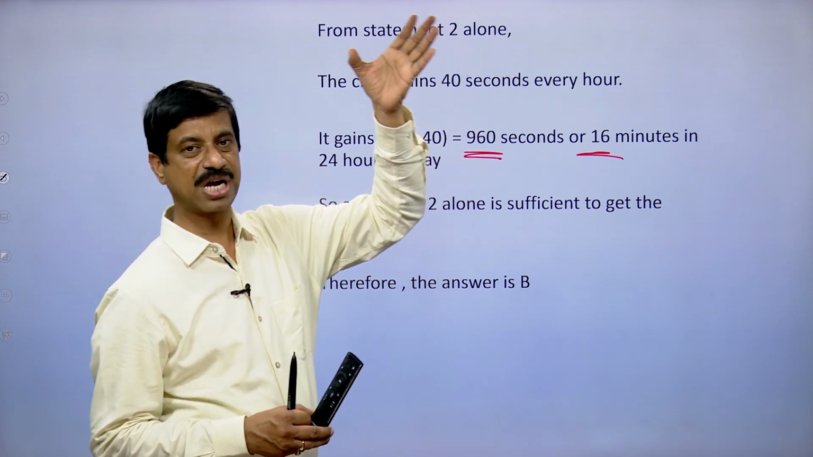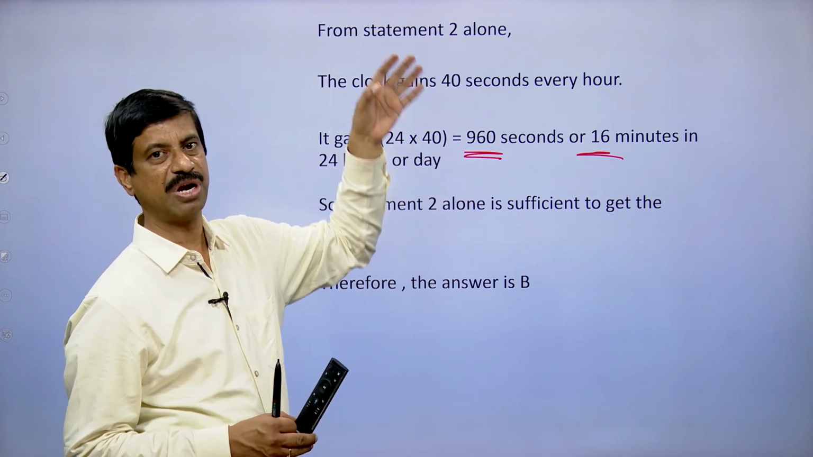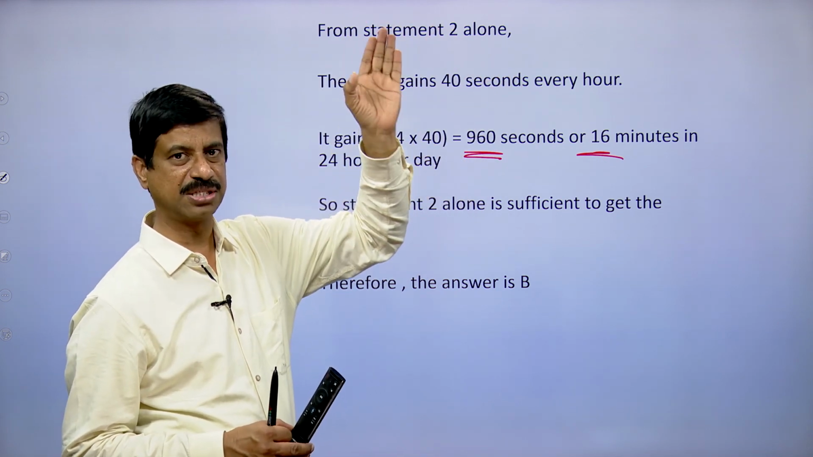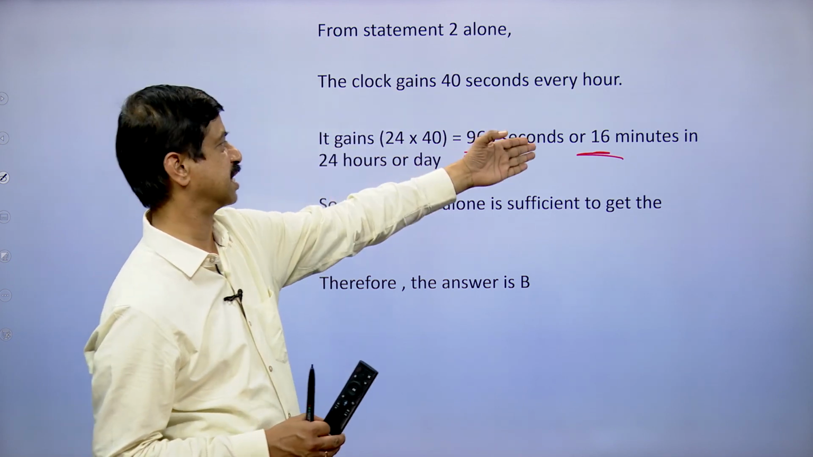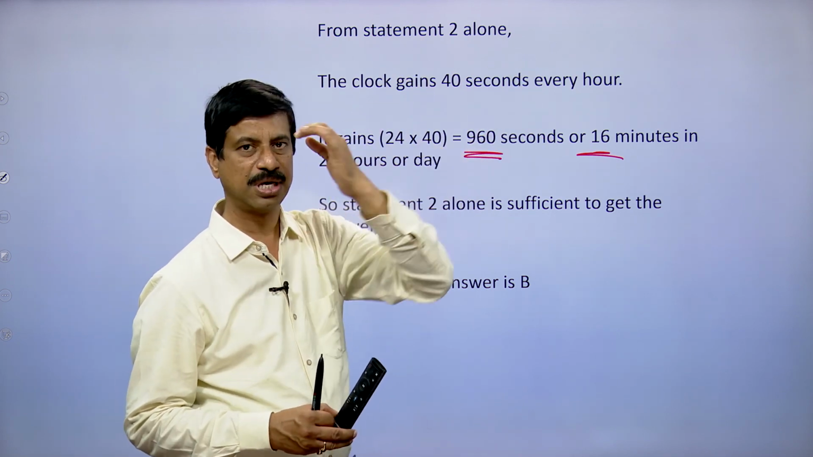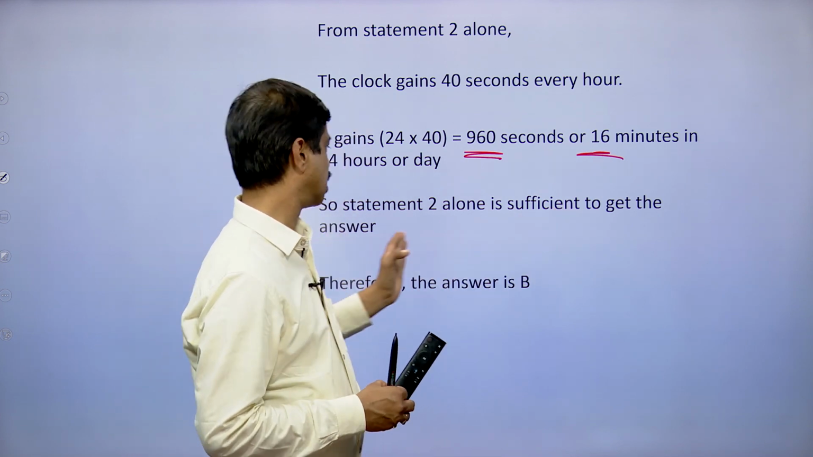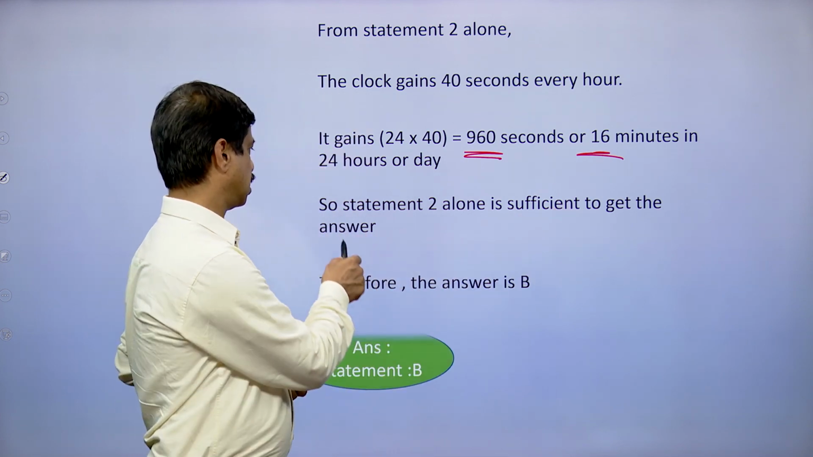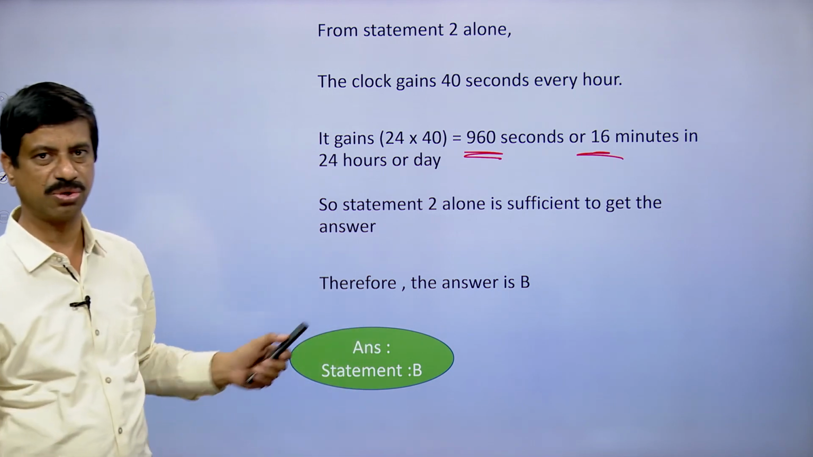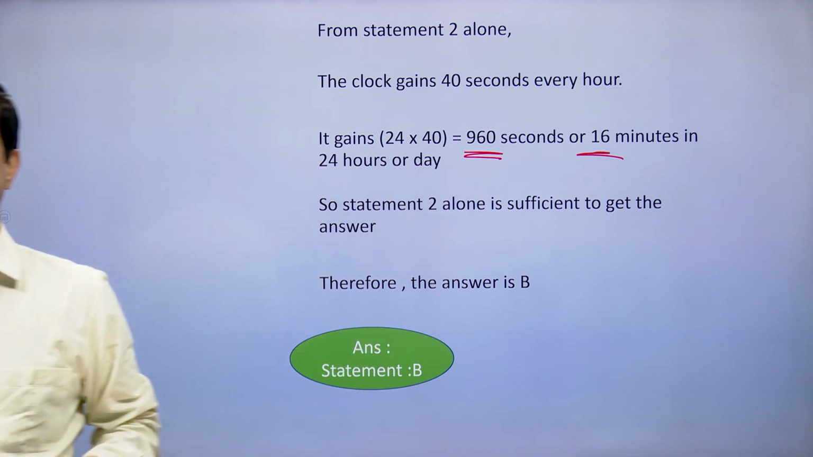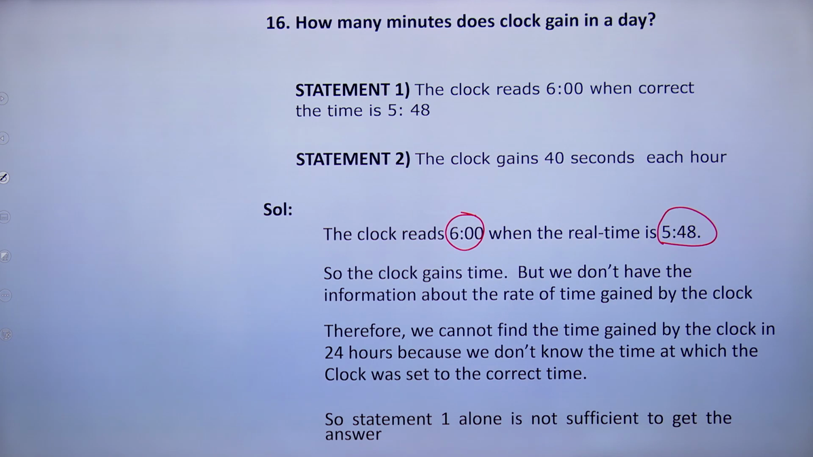So that means if it starts at 12 o'clock, in 24 hours it will show 12:16, like that extra time. It should have been 12, but it shows 12:16. So therefore, in 24 hours 16 minutes is gained. Therefore, statement 2 alone is sufficient to give us the answer. So option is B. Please note it down.